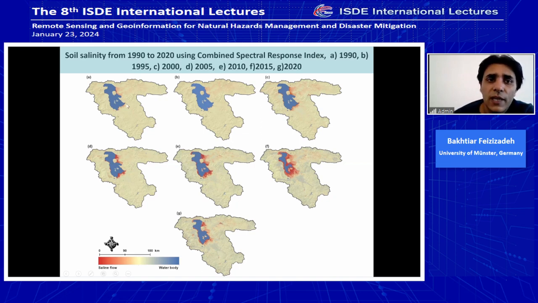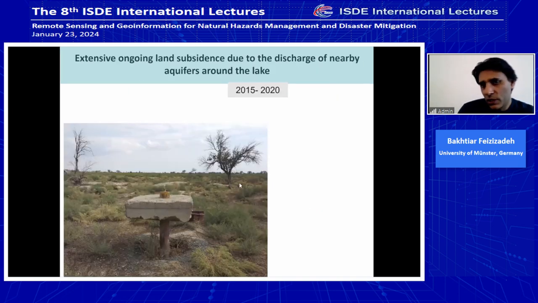And as you see, the red color is growing in all images, right? So it says that when the lake was going dry, soil salinization was also increasing over the past years. We had a very critical situation in 2015 when the lake was about to die. And so you could see the intensive soil salinization that we had that year. So that was really the challenging point.